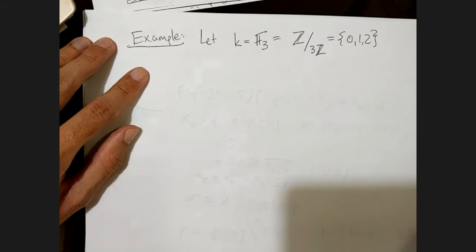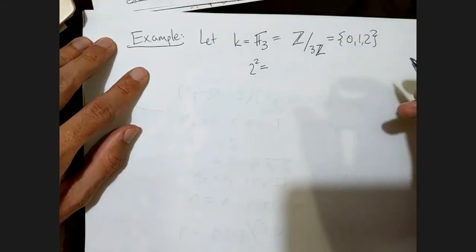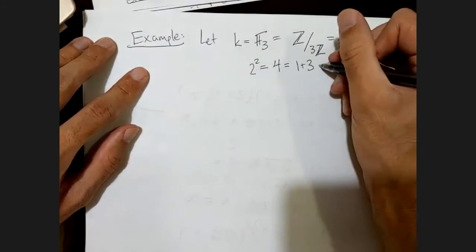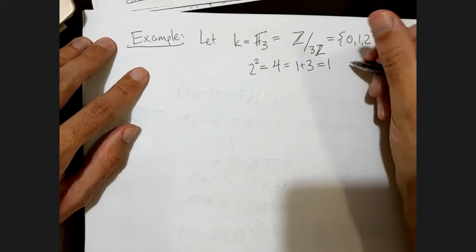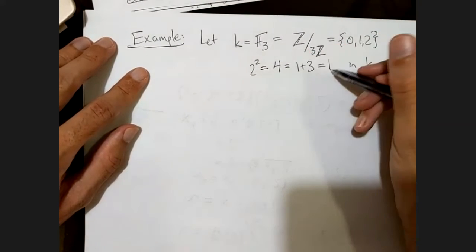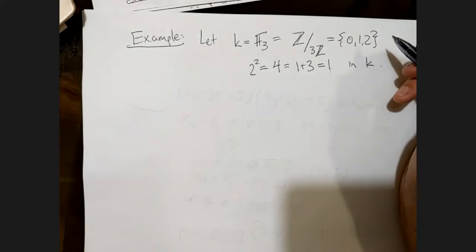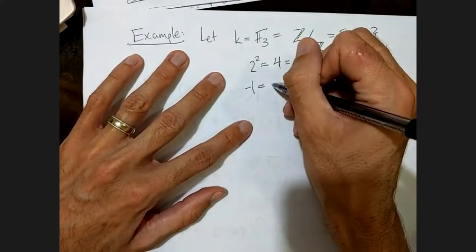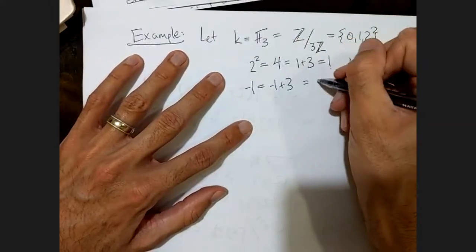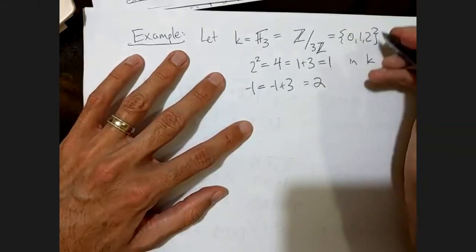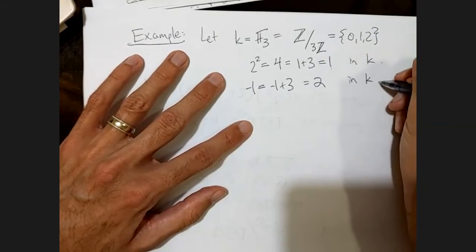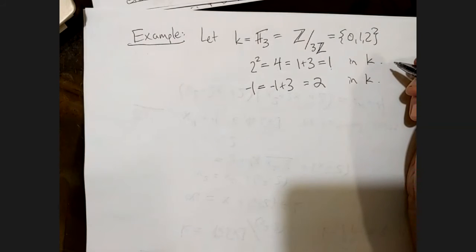We call the elements 0, 1, and 2, but really these are cosets mod 3. So as an example, 2 squared is 4, but 4 is just 1 plus 3, and in F3, 3 equals 0. So that's equal to 1 in K. So 2 squared is 1 in K. Negative 1 is negative 1 plus 3, which is just 2. So the negative of 1 is 2, the negative of 2 is 1, and so on. Okay, so we have this field, but it only has 3 elements.